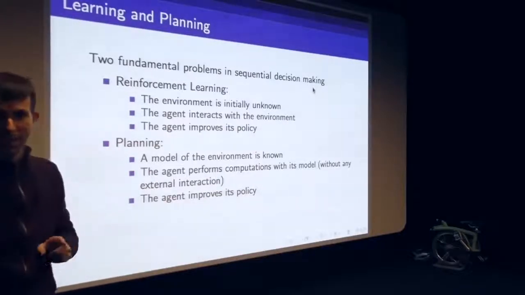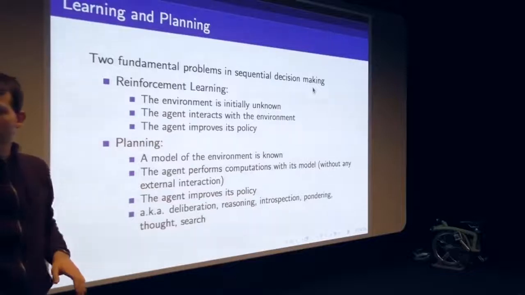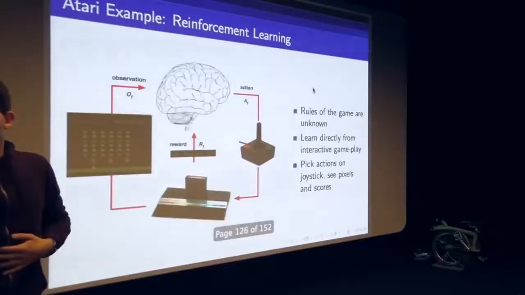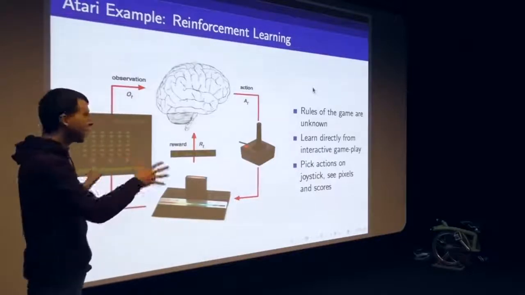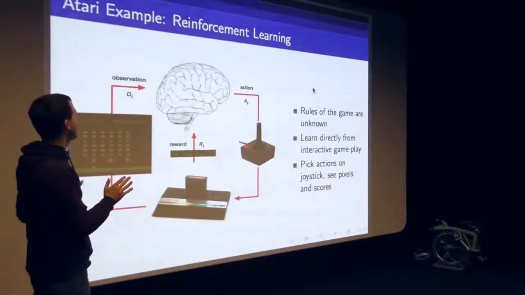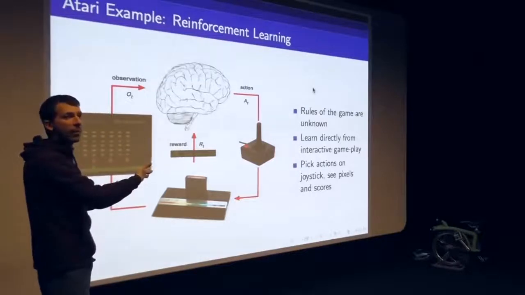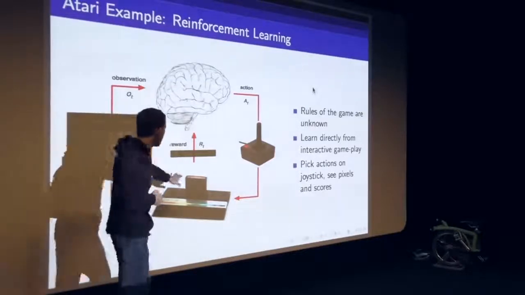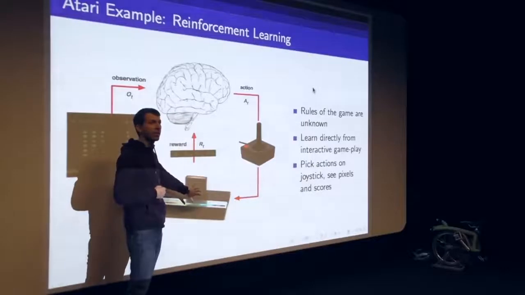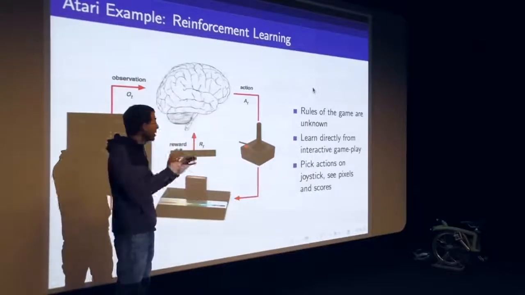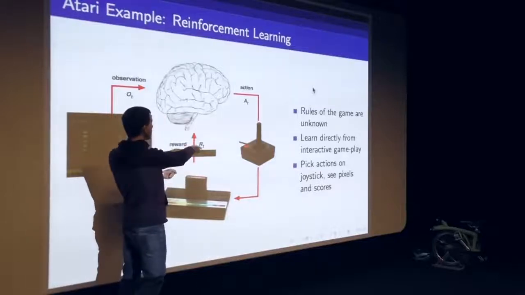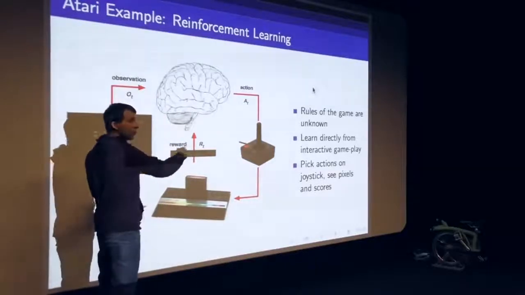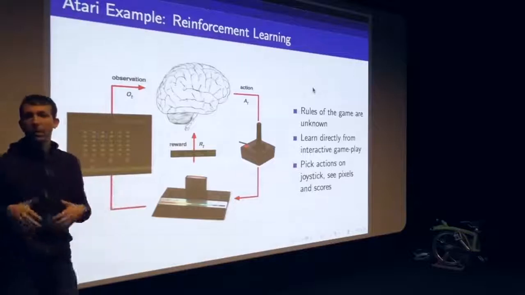So let's try and make this concrete again. Let's talk about the Atari problem again. I already went through this slide earlier, but this was the reinforcement learning problem. We start, and no one told us how this emulator works. We just put our machine in front of this thing, and it's trying to figure it out through trial and error. We don't know the rules of the game, we just see the scores on the screen and get to control the joystick. That's the RL problem.